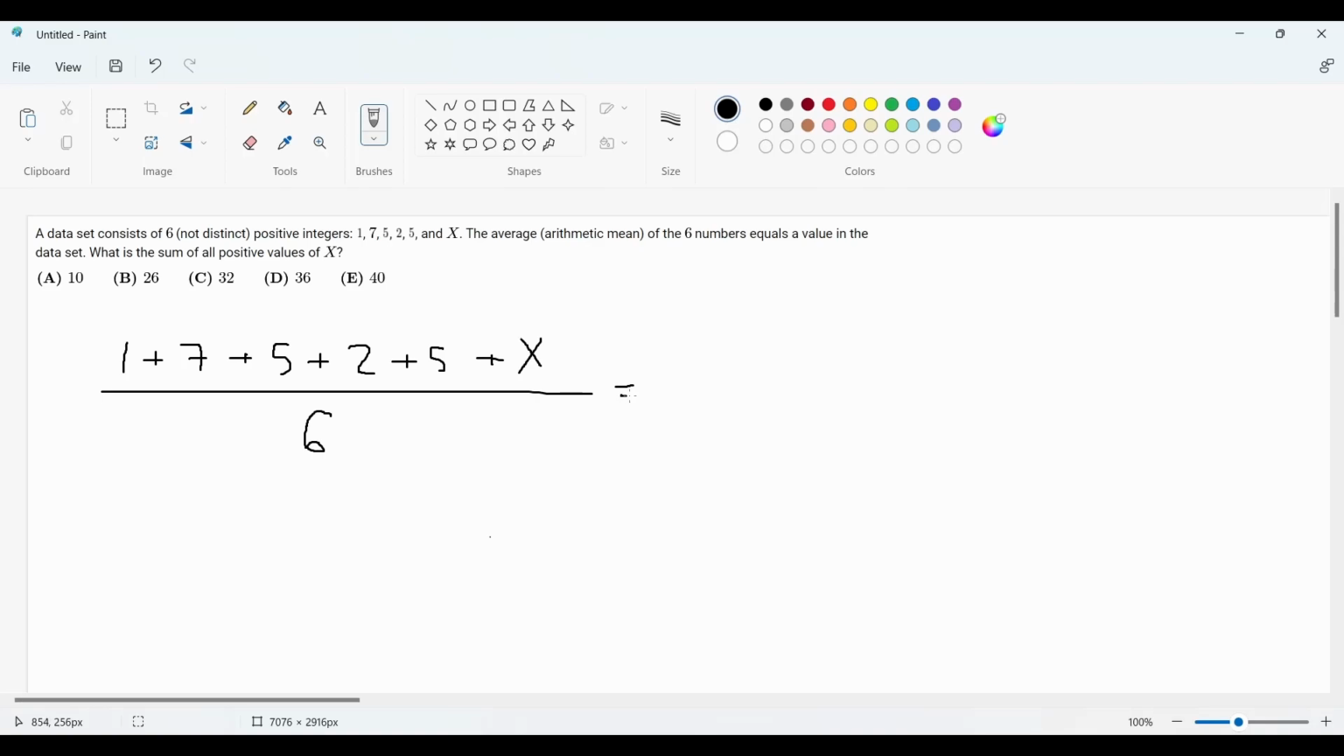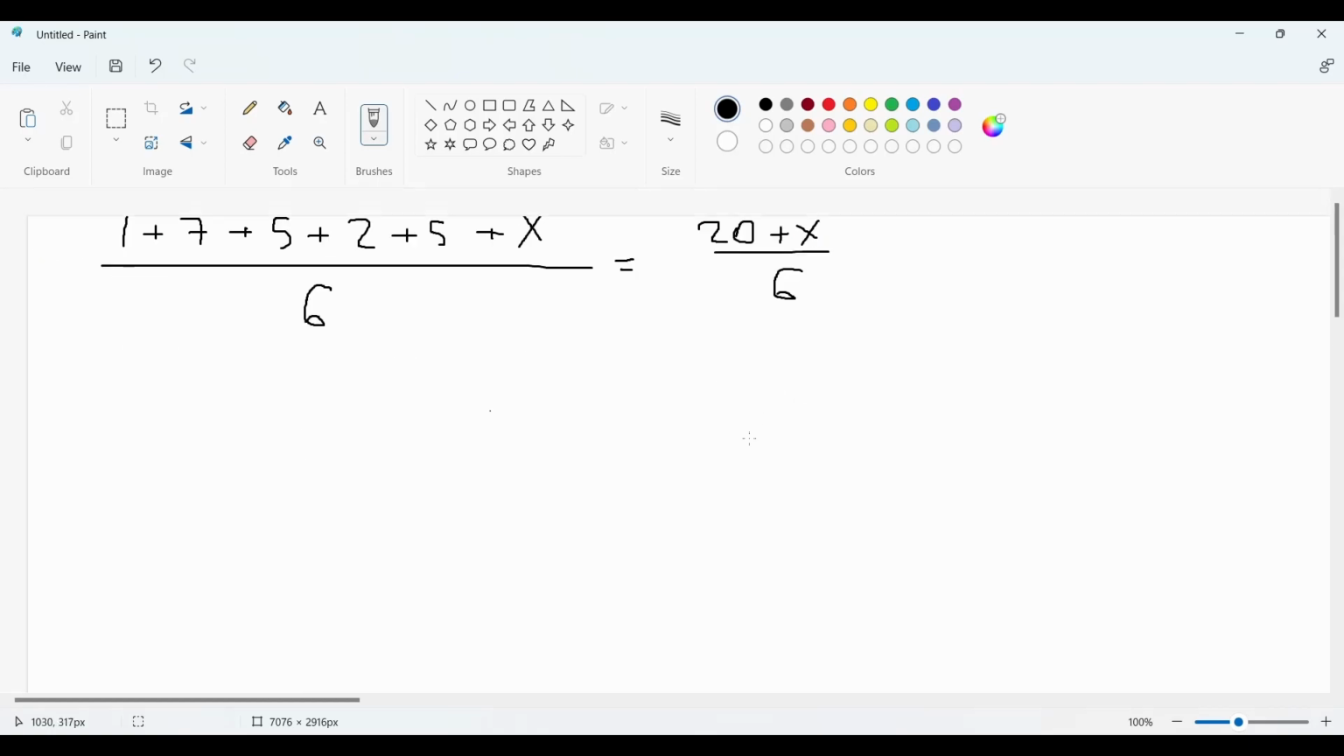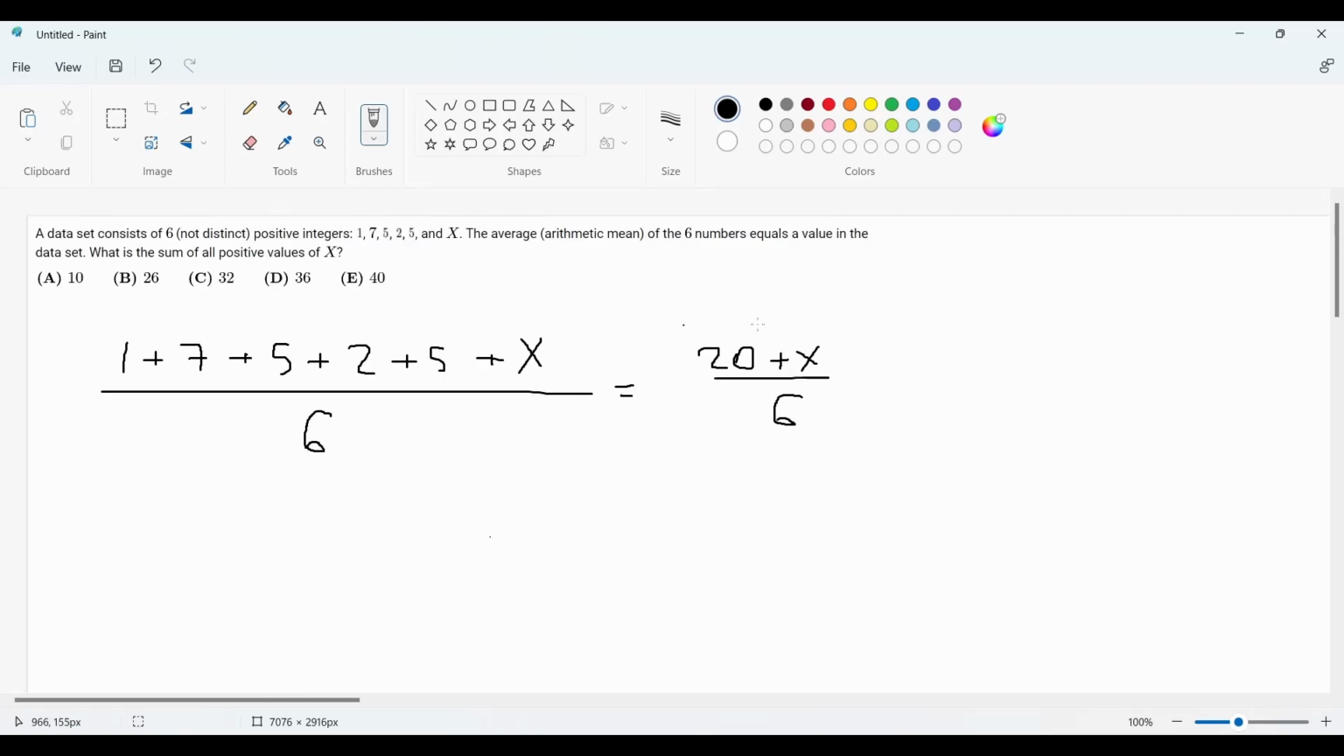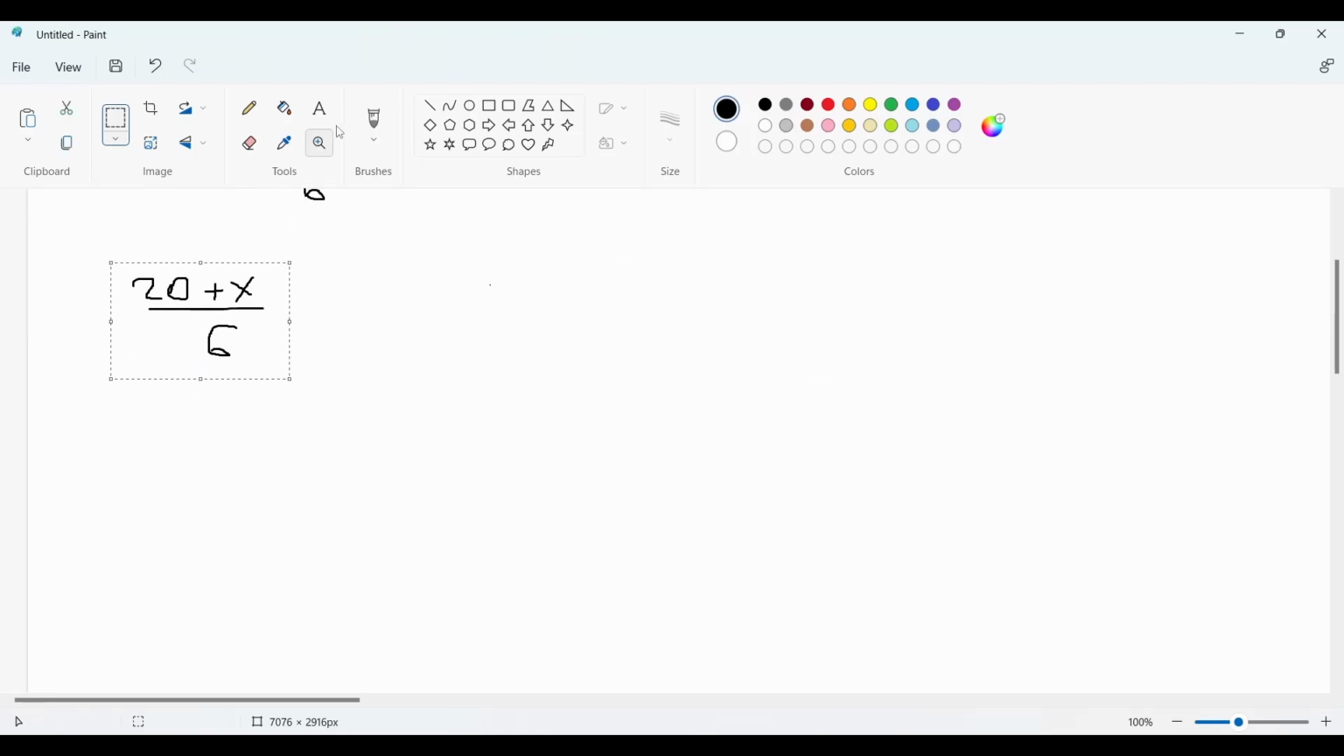And let's just simplify that. That's going to be 5 plus 5 is 10. 7 plus 1 plus 2 is 10. So it's going to be 20 plus x over 6. And so if this is equal to a number in the data set, there are a few not necessarily distinct options. Let's just enumerate them all.